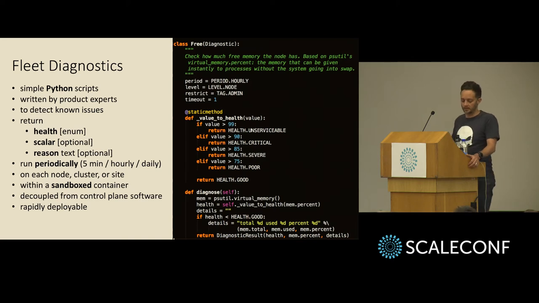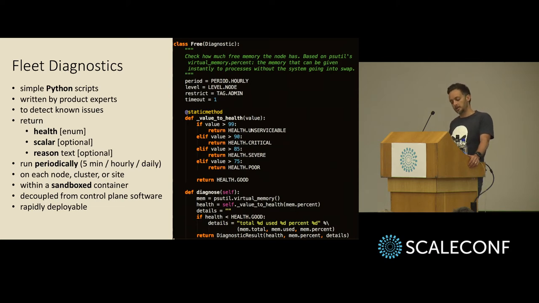Okay, so what is fleet diagnostics? Fleet diagnostics is very simple. It's a bunch of Python scripts written by product experts. So for example, the networking guys would write some networking diagnostic scripts. The control plane guys would write scripts to detect whether the control plane is working well, like whether instances are stuck in launching, and so on and so forth. And they're written to detect known issues.